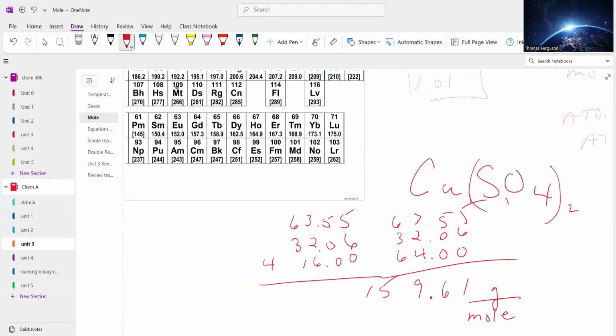In this case, how many sulfurs do we have? Two SO4s. Eight oxygens, 2 sulfurs, 1 copper. The reason why it's still 1 copper is that the parentheses are not around copper, only around the SO4.